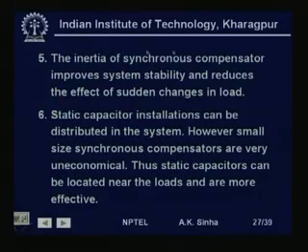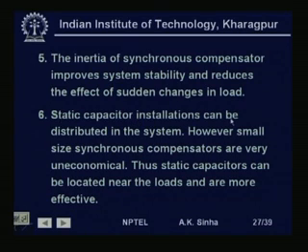Another advantage of synchronous compensator is that it is a rotating machine, which means it has a large amount of kinetic energy stored in it because of the inertia of the rotating part, and therefore, it helps in making the system more robust and more stable. So, inertia of a synchronous compensator improves system stability and reduces the effect of sudden changes in load, because any sudden jerk is taken up by the larger inertia and the system response is not that great.